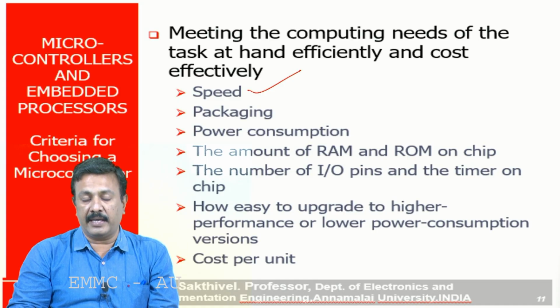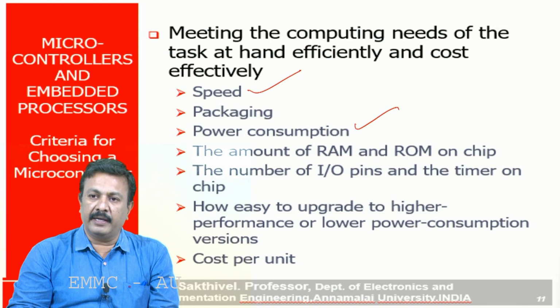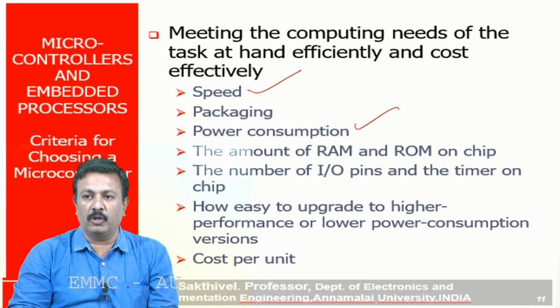Because, as I told earlier, the space it is going to occupy is also very important in the case of an embedded system. Then power consumption. It indirectly depends upon the battery life. If it consumes more power, we will have to keep changing the battery from time to time. So we have to optimize the power consumption also. Then how much RAM and ROM on chip.